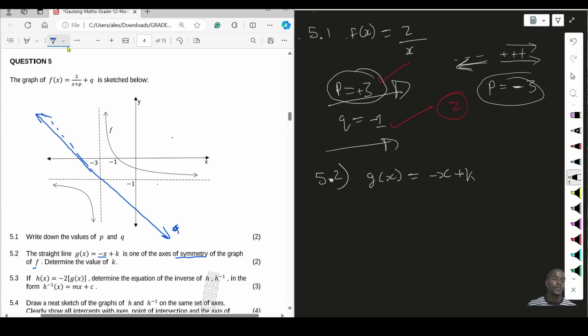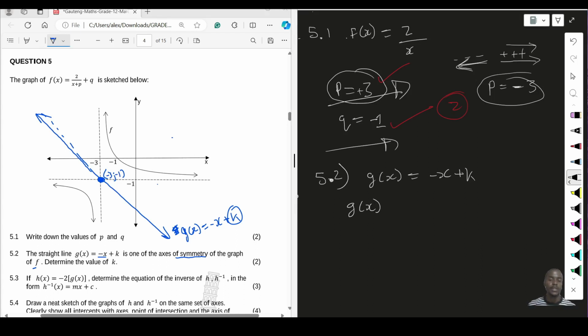So this is not y. This is g of x. It's equal to negative x plus k. So we are looking for k. But this line touches those two asymptotes. What is that point of that asymptote? Let me wipe off this because it might confuse someone. Let me just say the point here is what? The x point is minus 3, the y point is minus 1. So we are going to use that to find g of x.